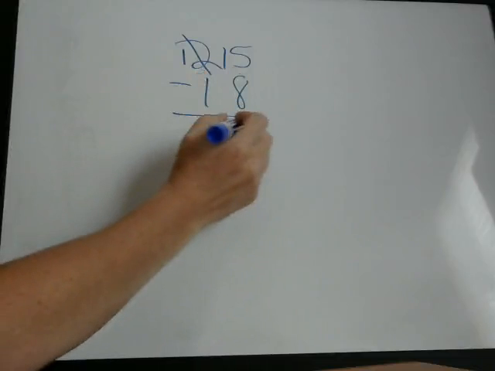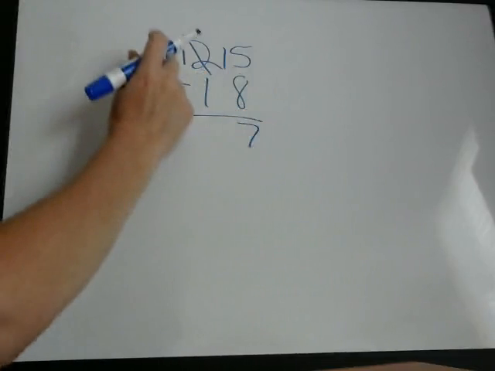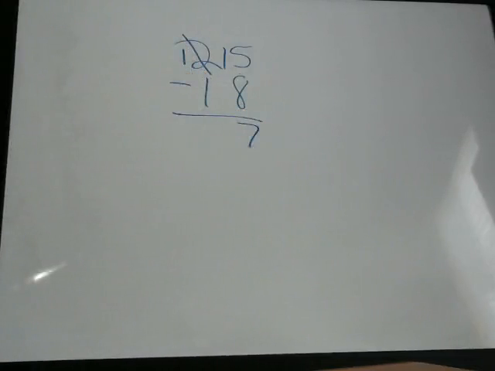So we give 1 to this number. So now we have 15 minus 8 is 7. 1 minus 1 is 0. So we just leave it as 7.